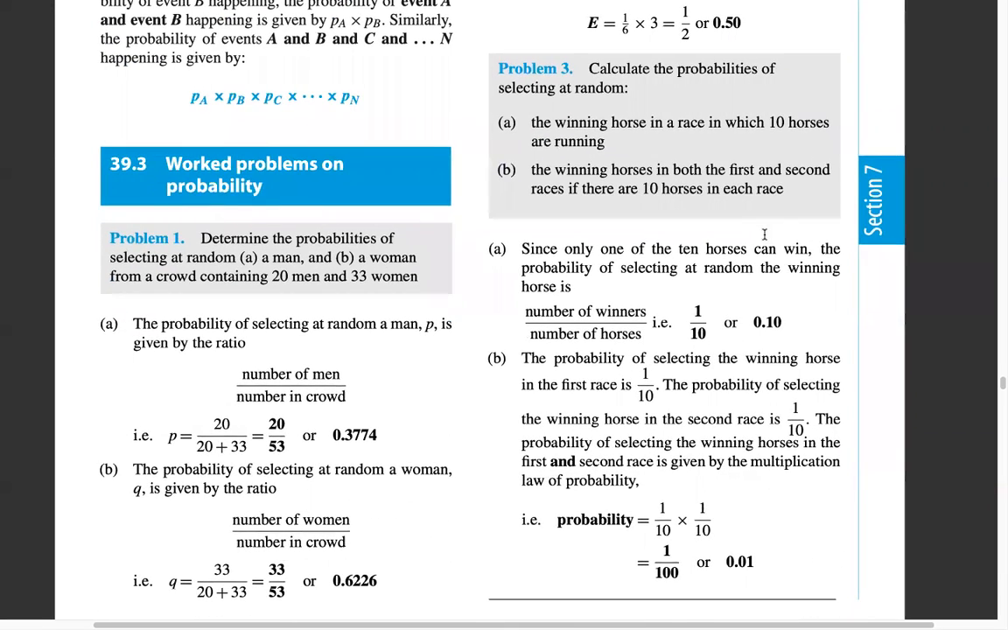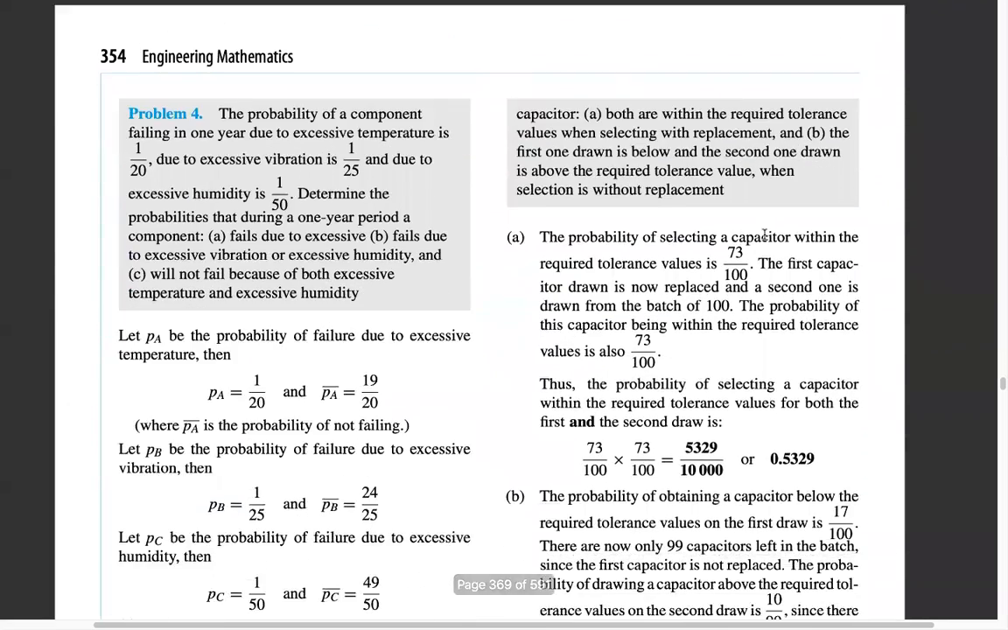So you have a horse race here, 10 horses running, first and second. Again, we kind of went through this before. This shows you mutually exclusive events and a simple division of the probabilities.